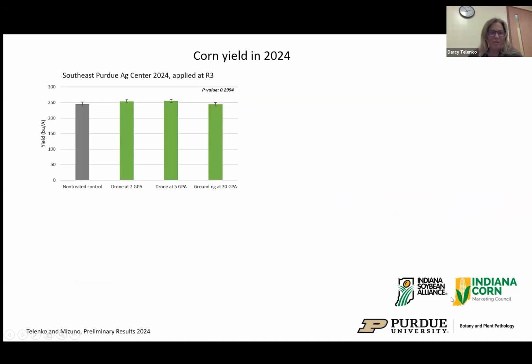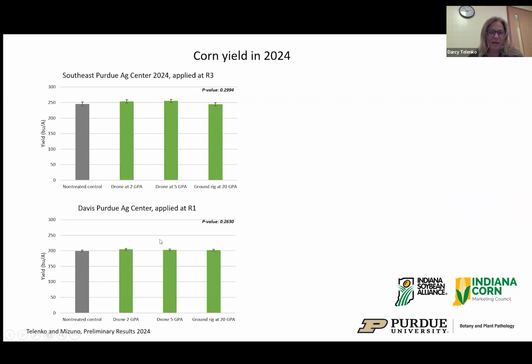Then the big question that comes to me is, what is the effect on yield? That's the main thing. What is the return on spraying these fungicides and getting us that yield? Because disease pressure was low, we didn't see any yield effect up in Southeast Indiana. But at Davis, again, the yields were flat.